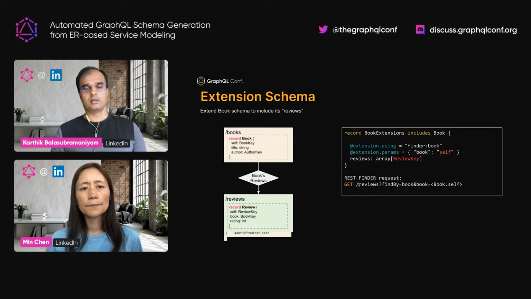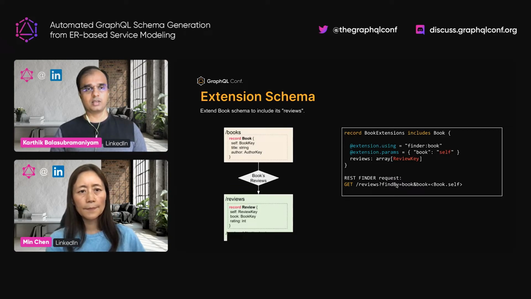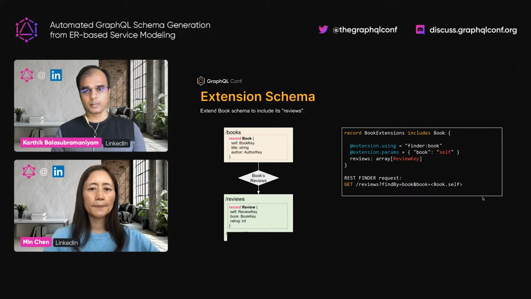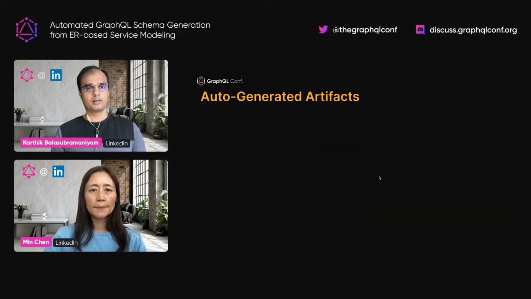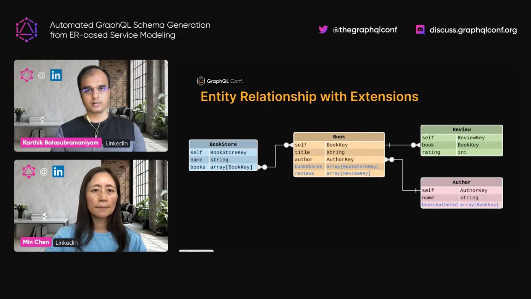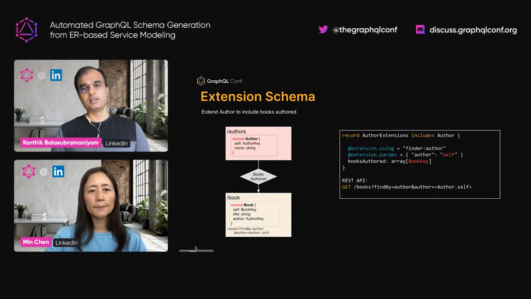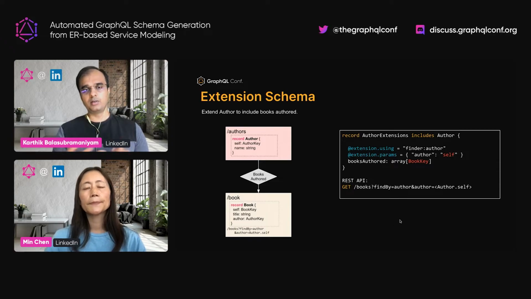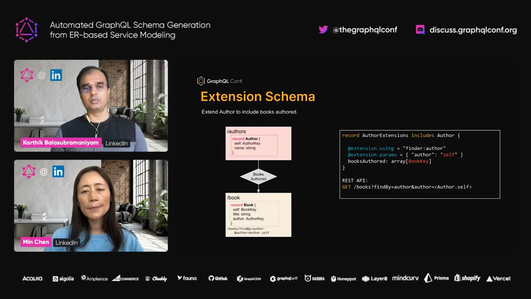Another example for extensions is the author extensions here. The author extensions are very similar to the book extension, like we're extending the author entity to include books authored by an author. And this hits the books microservice and calls the find by author API and passes in the author's key as the parameter to search by.